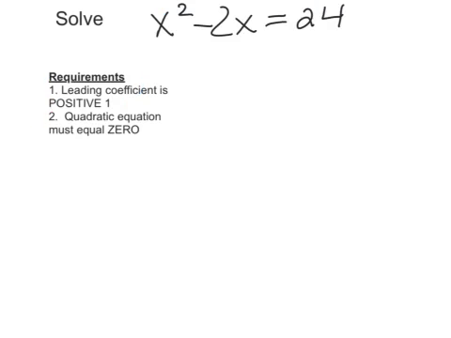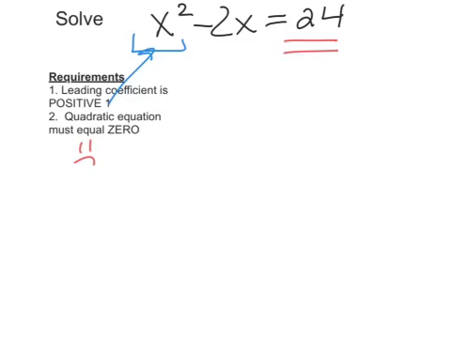Now we're going to solve the equation x squared minus 2x is equal to 24. Again, we're going to check our requirements. The first thing we need to find is, is our leading coefficient equal to positive 1? When we look at it, we can see that it is equal to a positive 1, so we're good to go there. The next thing we look for is, is our quadratic equation equal to 0? And unfortunately, this one's not. It's actually equal to 24. So before we can do anything, we must make it equal to 0.